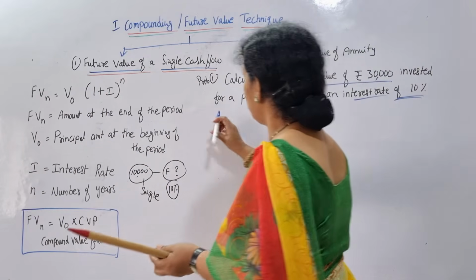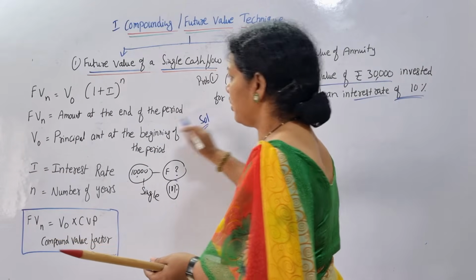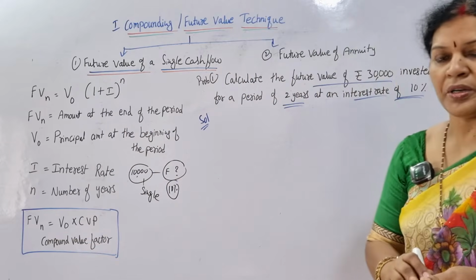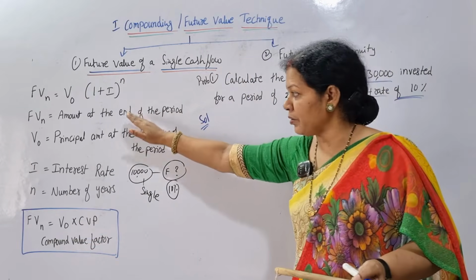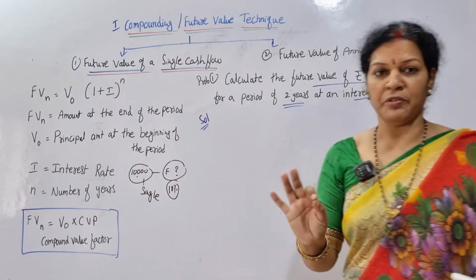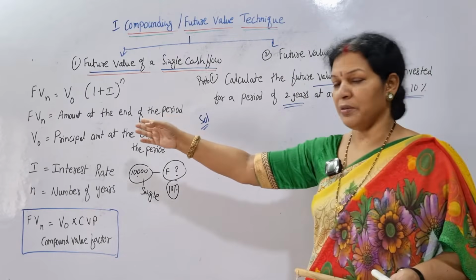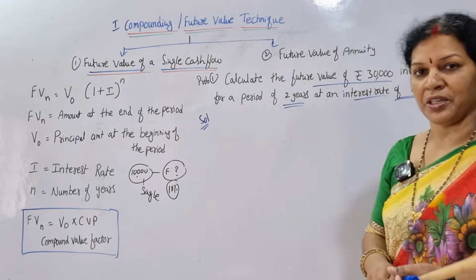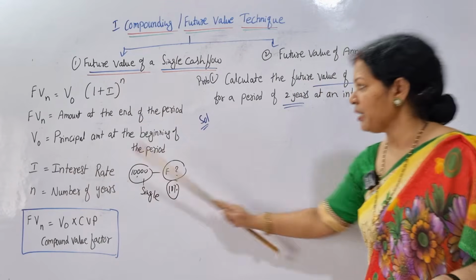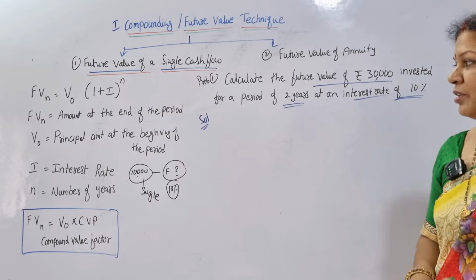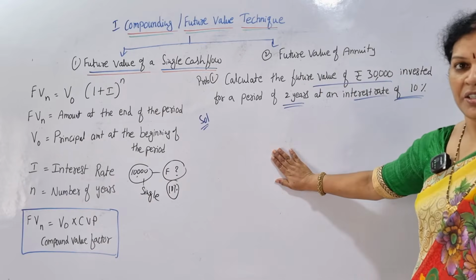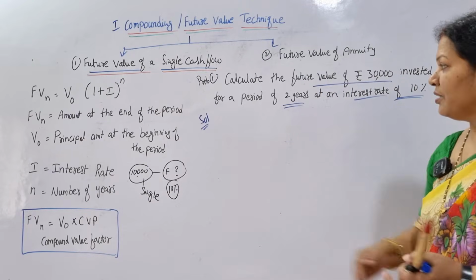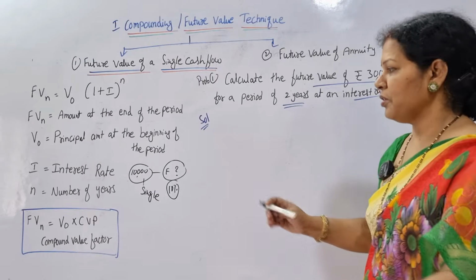So, the solution. I have already written the formula, so I don't want to write it again. In the exam you need to write the formula and also elaborate the abbreviations: what FVn is, what i is, what V0 is. Everything you have to write, then after that the solution. Anyway it's written, so I am not writing it here. Are you getting me? Now coming to the solution.